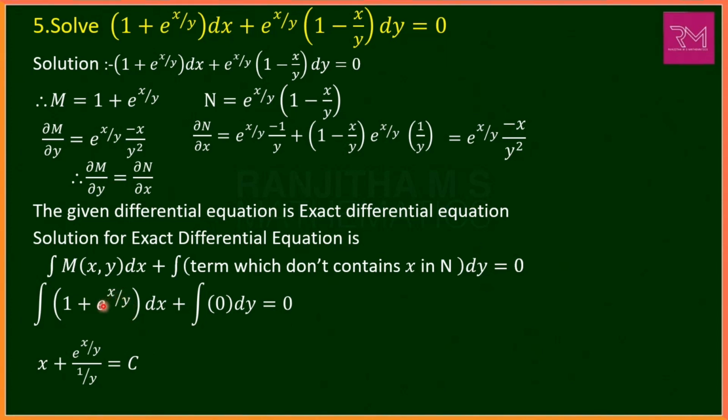Here this is of the form e power ax. Here a is nothing but 1 by y. So in the place of a substitute 1 by y, which is equal to c. Taking y in the numerator, we get x plus y into e power x by y which is equal to c. This is the solution for the given problem.